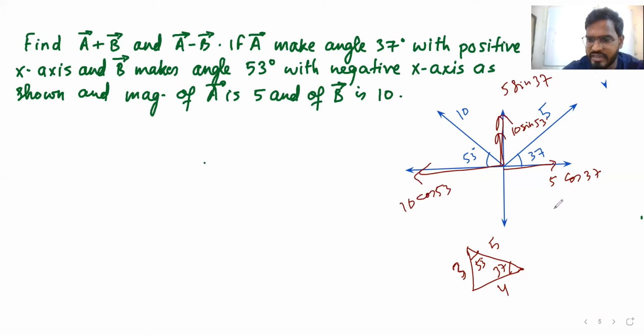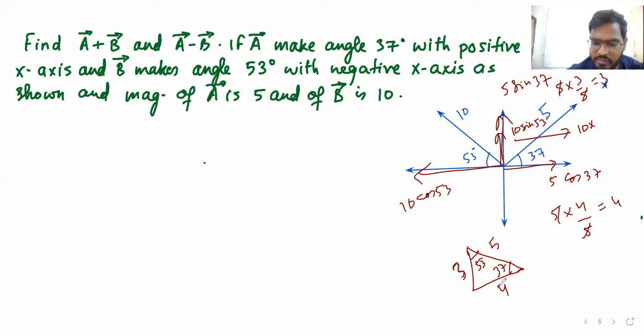So cos 37 is 4 by 5, so that is 4, and sin 37 is 3 by 5, so that is 3. For 10 sin 53, sin 53 is 4 by 5, so 8 in this direction. And 10 cos 53, cos 53 is 3 by 5, so it is going to be 6.